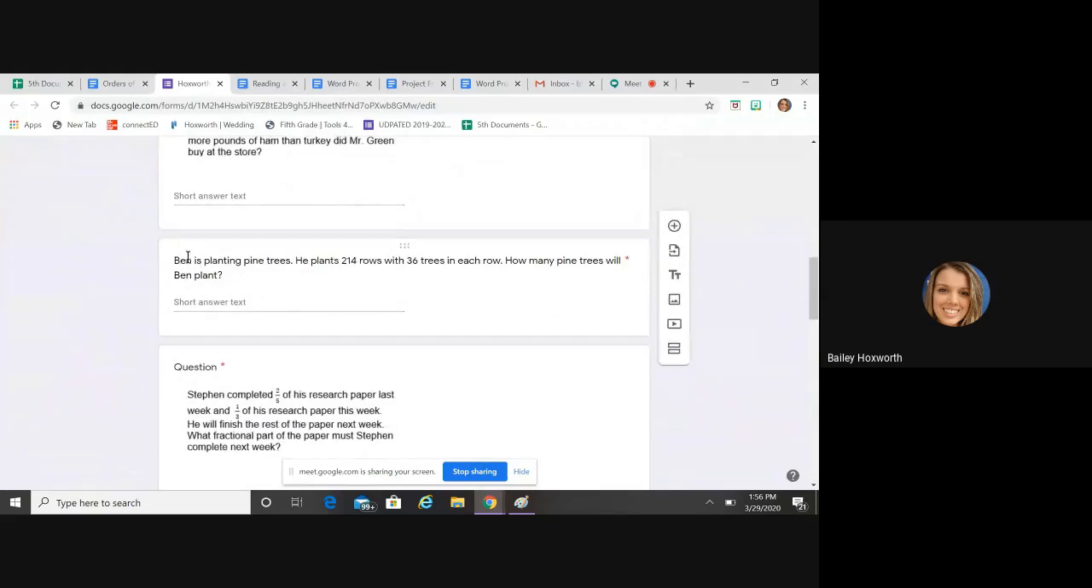Next one. Ben is planting pine trees. He plants 214 rows with 36 in each row. How many pine trees will Ben plant? I have the word each. I need to find a total. That means I need to multiply. You need to say 214 times 36.